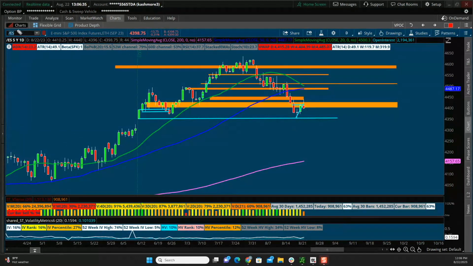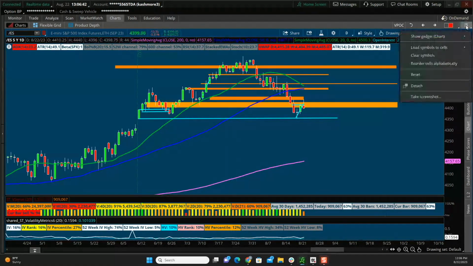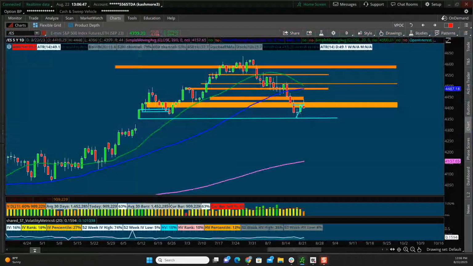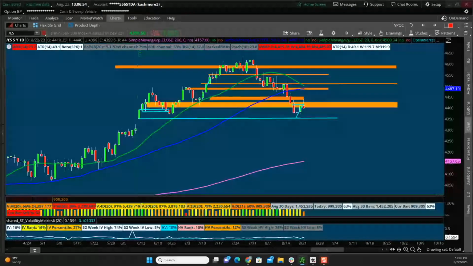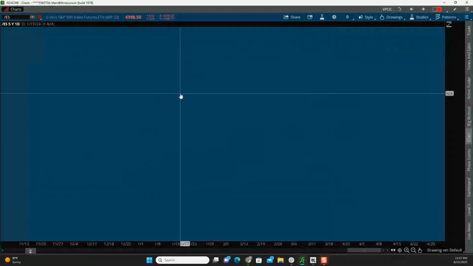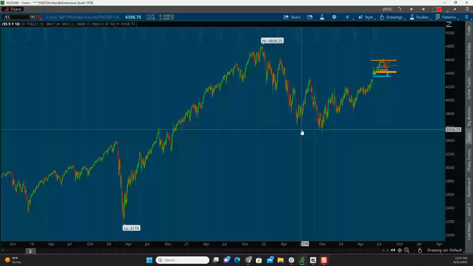Creating this type of chart is really quite simple. I'll detach this, and I'm going to go ahead and make it blank so you can see how I do it. All right, so this is the blank chart.